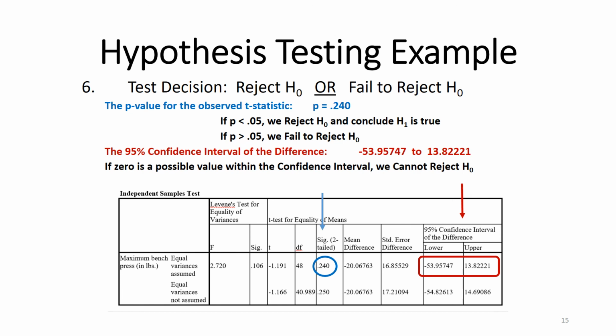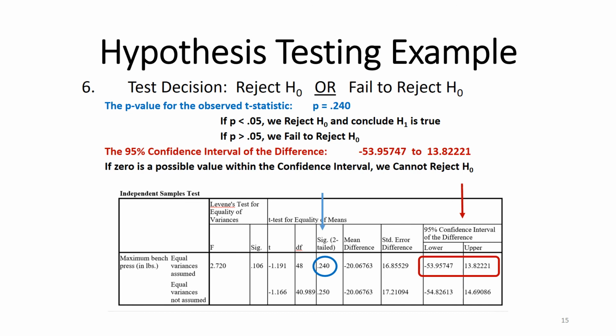So if we look at the confidence interval, you'll notice it starts at negative 53.95747, and then it runs up to 13.82221. Remember, a confidence interval provides us with a range of values that is likely to include the unknown population value. And in this case, the unknown population value that we're trying to figure out is the difference between these two prison gangs.